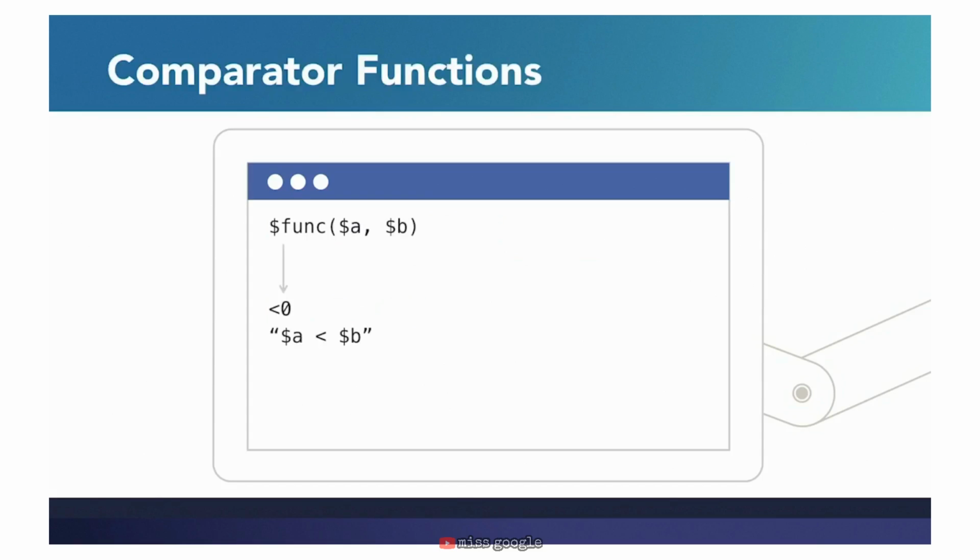If the function returns a value less than 0, then that means the first argument is considered to be less than the second argument, and will come before the second argument in the final array. If the function returns a value greater than 0, then the first argument is considered to be greater than the second argument, and will come after the second argument in the array. And lastly, if the return value is equal to 0, then that signifies that the two arguments are considered to be equal, and usort will leave them in the same relative order that it finds them.